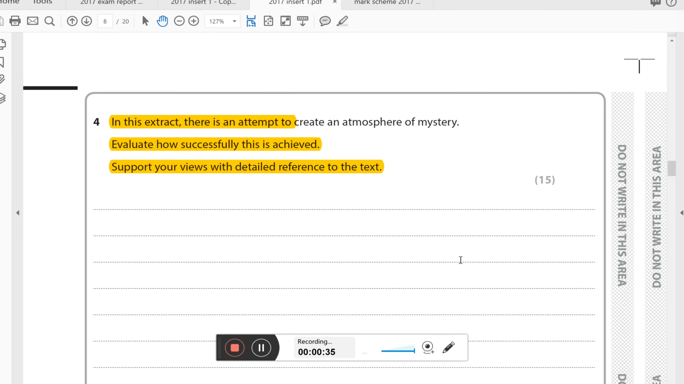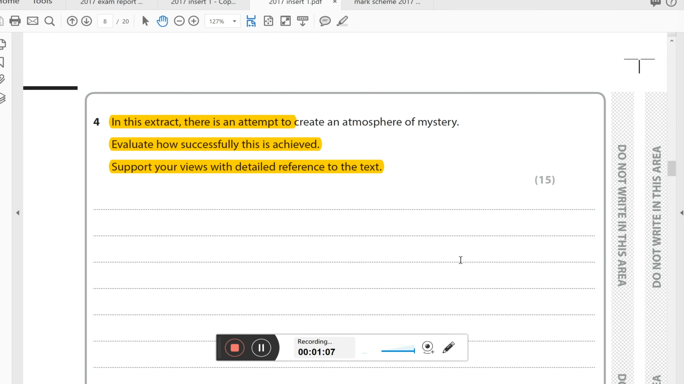Okay, so it's always going to pretty much look like this. The bits that are highlighted will not really change from paper to paper. It will always say in this extract there is an attempt to, and then obviously what it's attempting to do will change according to the extract, but in this case it's to create an atmosphere of mystery. So basically you're looking for, how does the writer try to create a sense of mystery? But also, if we have a look at the next line, we have to evaluate how successfully this is achieved.